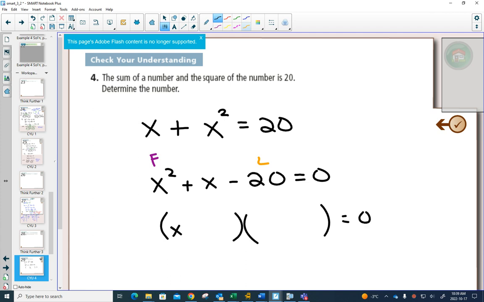First one's easy, it would have to be x and x. Think about my outside and my inside making 1. We're going to have to subtract because it's minus 20. What times what is 20? 5 and 4, yes. And to make plus 1, it would have to be 5 and 4. I need a plus 1, so I make my 5x positive, my 4x negative.